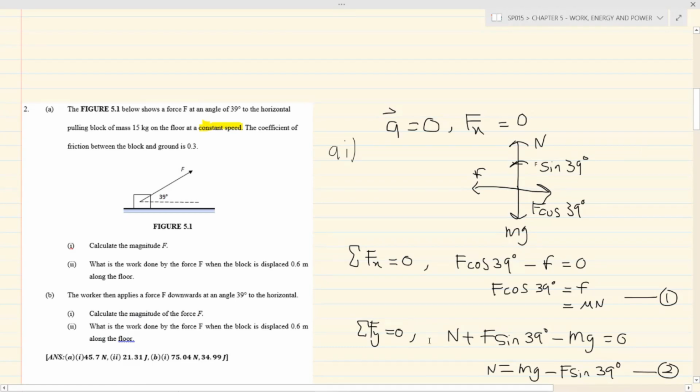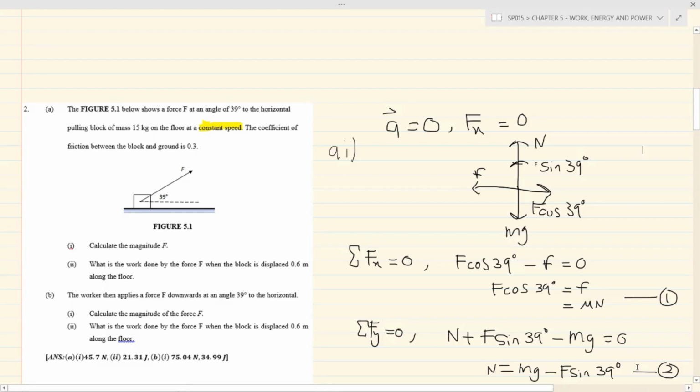Again, on the y component, the object is not moving. So you can do the summation of Fy equals zero. So the forces that are present on the y-axis are the normal force plus F sin 39 degree minus its weight mg. Okay. From here, we can try to make the normal force the subject. We bring both F sin 39 degree and mg towards the right. So we get normal equals mg minus F sin 39 degree. Then this is my equation 2.